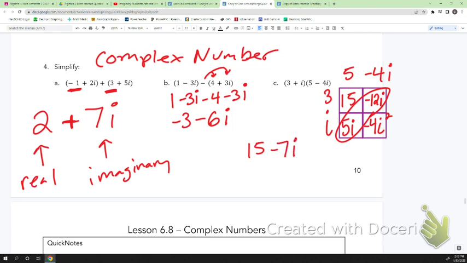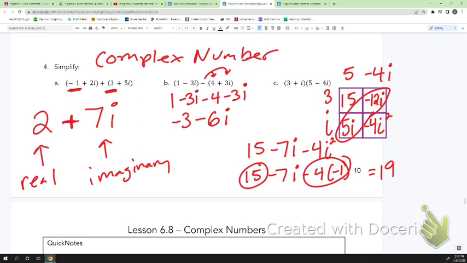Negative 7i. And I have a minus 4i squared. But what is i squared equal to? Negative 1. So I'm going to replace i squared with negative 1. What happens to my minus 4? Turns positive. So now I have a plus 4 and a 15. My final answer should be 19 minus 7i.